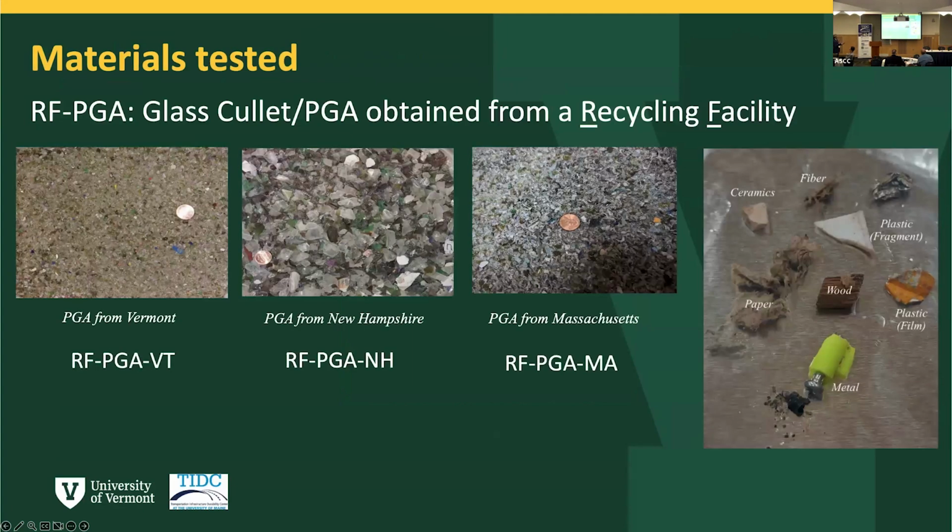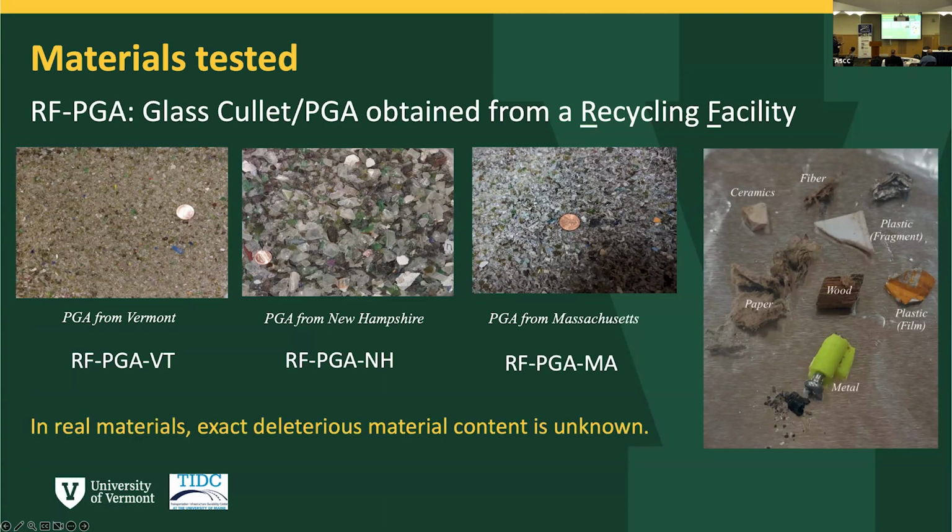So the materials we tested are these, some from Vermont, one from New Hampshire, and one from Massachusetts. And on the right side, the picture is different types of deleterious materials that one can find. And we call these samples RFPGA, RF for recycling facility. So these are real samples. However, we don't know for sure exactly how much deleterious material content is in these materials.